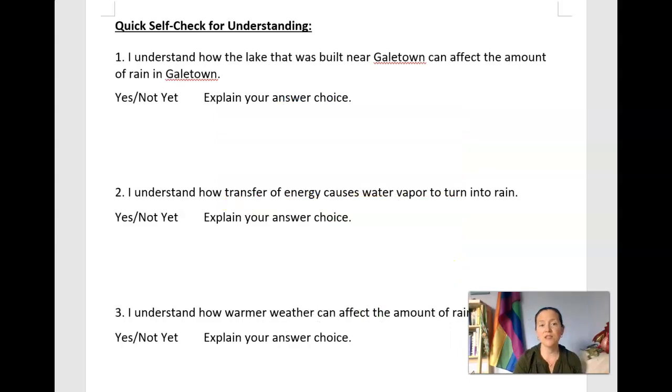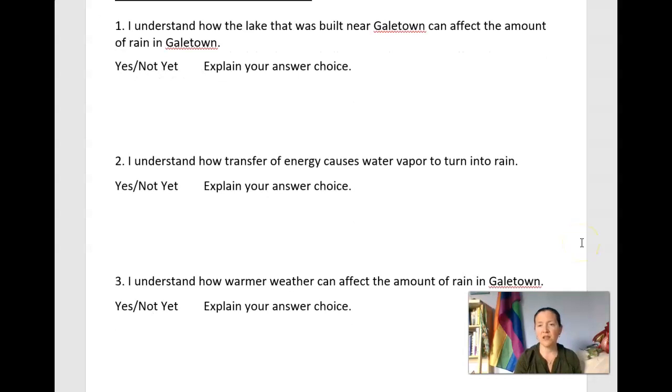All right, here is the quick self-check for understanding that's in your packet. I feel like the lake has increased the amount of rain. I feel like we've looked at some evidence for that. I understand how transfer of energy causes water vapor to turn into rain. Okay, I feel pretty good about that. I wrote about both of those things in my claim evidence reasoning.